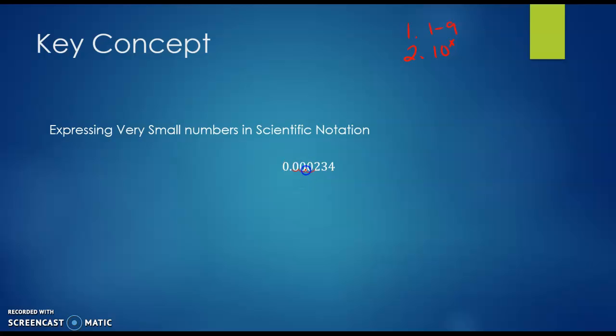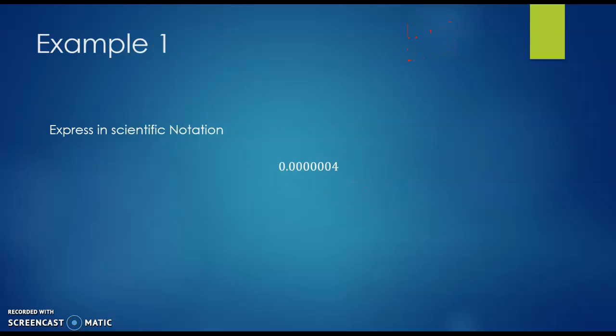1, 2, 3, 4. It's going to be 2.34 times 10 to the negative, and how many moves is that again? 1, 2, 3, 4. Negative fourth power. That is how small quantities work: we are moving our decimal to the right, and it's going to be a negative number.